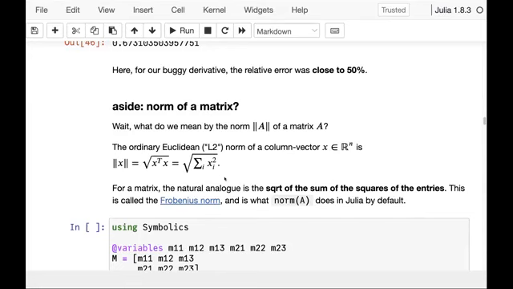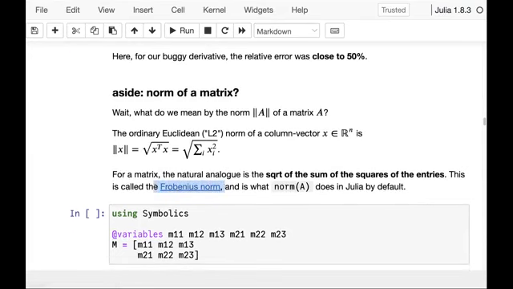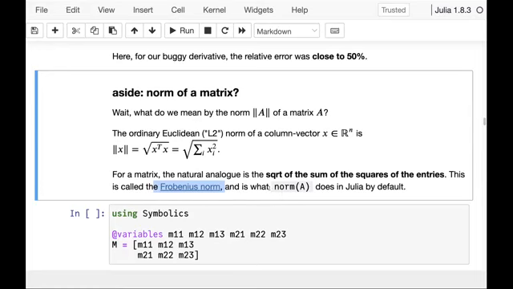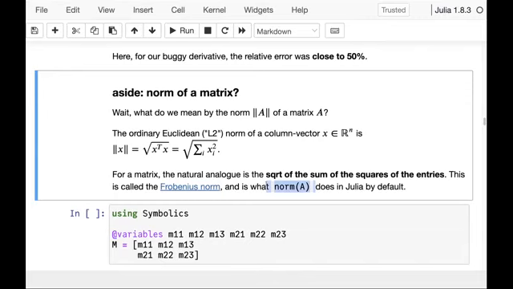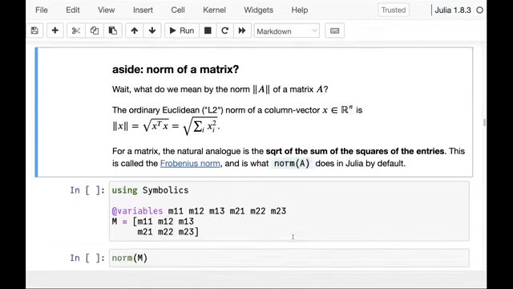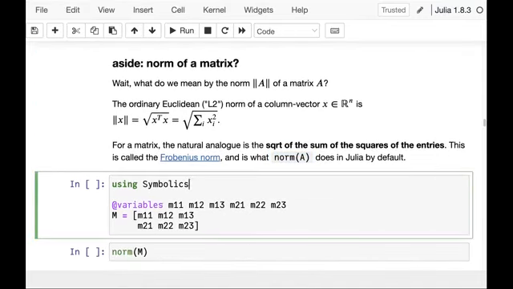So for a matrix, at the simplest level, you could think of it as just a big bag full of numbers. The most obvious choice of a norm is to do exactly the same process to the matrix entries. You think of the matrix entries as the components, and you take the square root of the sum of the squares of those entries. This is in fact a famous matrix norm called the Frobenius norm. In Julia, if you call the norm function on a matrix, that's what it does by default. And we can use the Symbolics package to see what it's doing symbolically. That's what Alan has been using there.